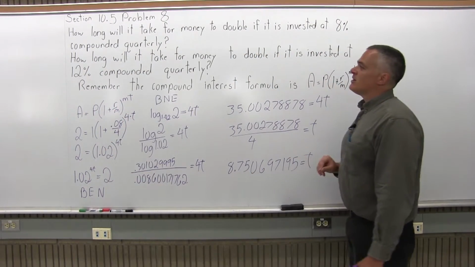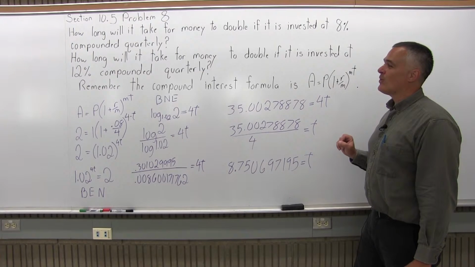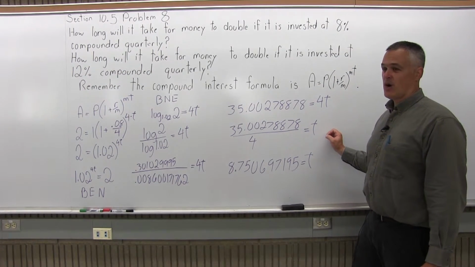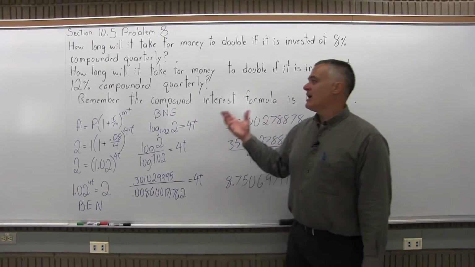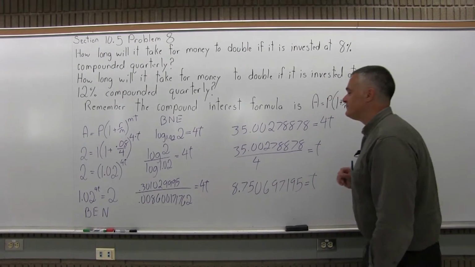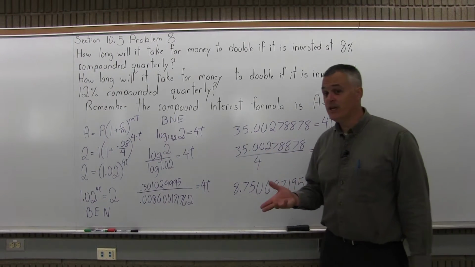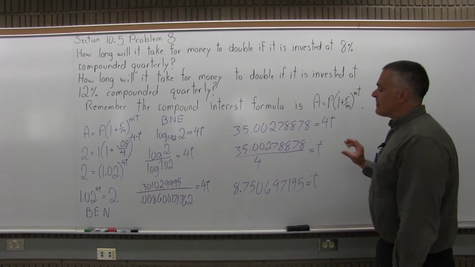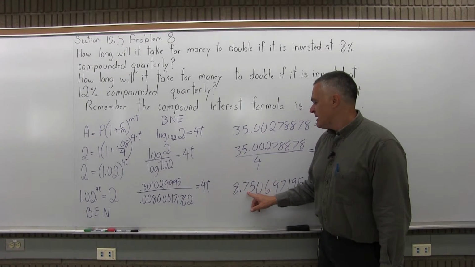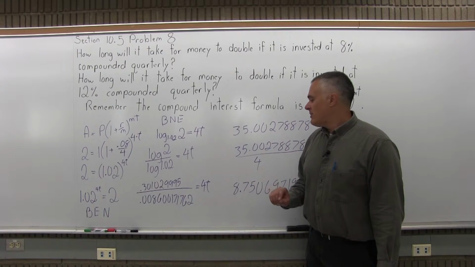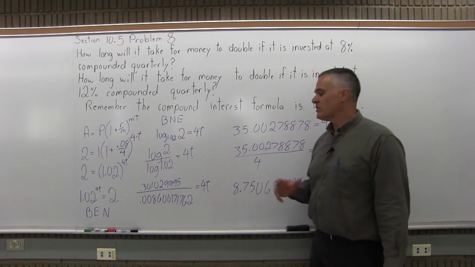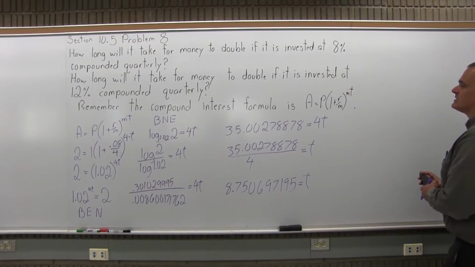Now the second part of the problem says, how long will it take to double your money if it is invested at 12% compounded quarterly? So with a higher interest rate, of course, it's got to double a little quicker, right? That makes sense. At 100%, it doubles in 1 year, so that's really quick. So if at 8% compounded quarterly, it doubles in 8 3/4 years, at 12% compounded quarterly, I'm going to guess it's got to be maybe 6, 6.5, something like that off the top of my head. Let's see how close my guess comes out to.